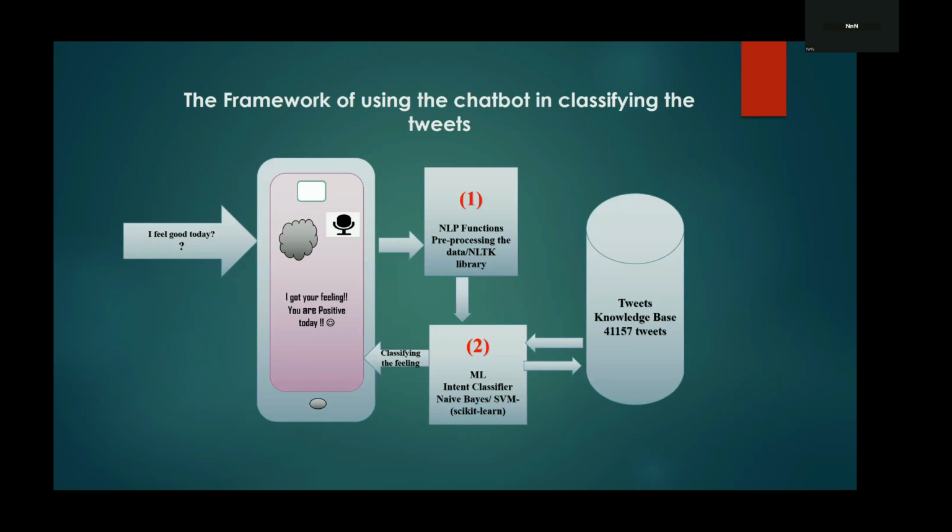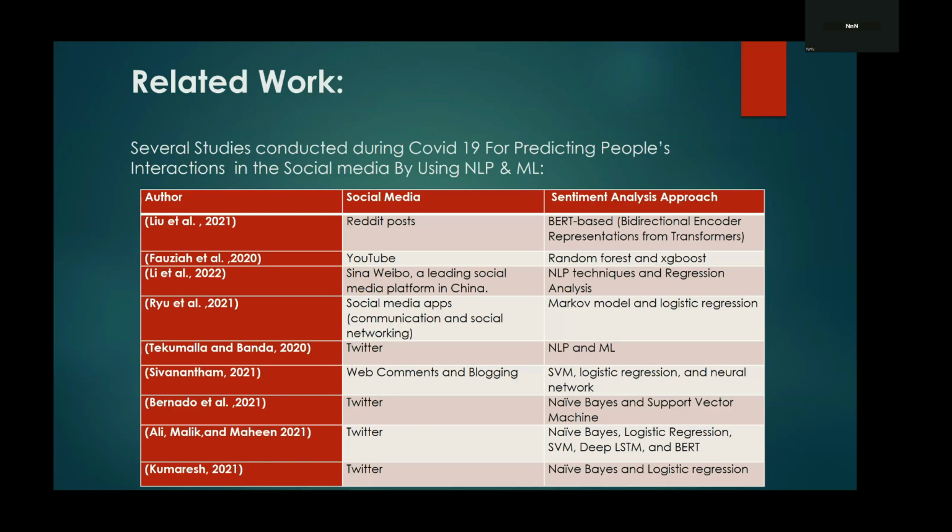The framework of the chatbot is basically composed of three main parts: the NLP functions for pre-processing the text, the generator, which is the algorithms or the classifiers, and the knowledge base, which depends on tweets from the Kaggle platform. We got 4157 tweets, and they are all labeled. Here we can see more about these things after this slide.